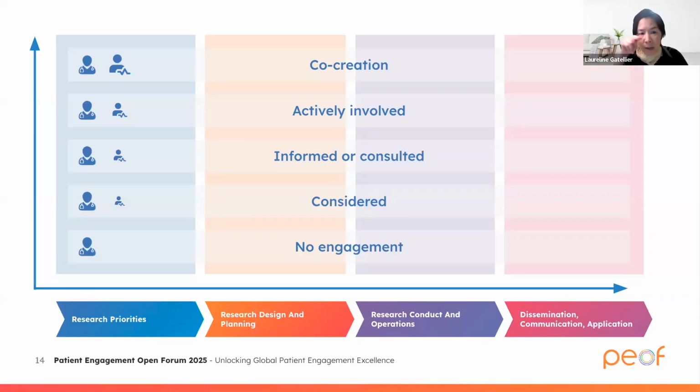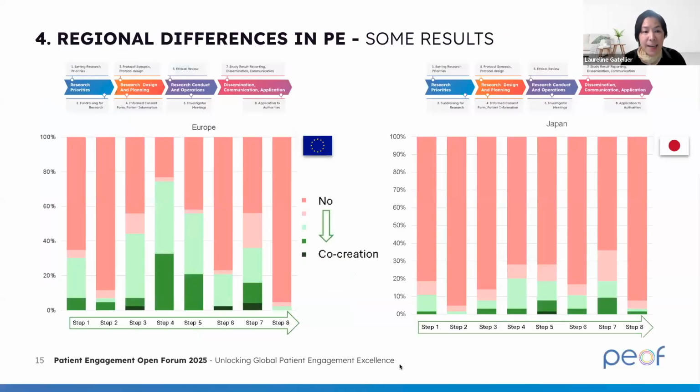So the second line is the principal investigator, the researcher, considered including the patient representative. Then the step above is informed or consulted. And then the 4th level is actively involved, so more proactively including the patient representative. And the highest level is co-creation. That means working together, as equals, to review that specific step. Okay, next slide, please. Next slide.